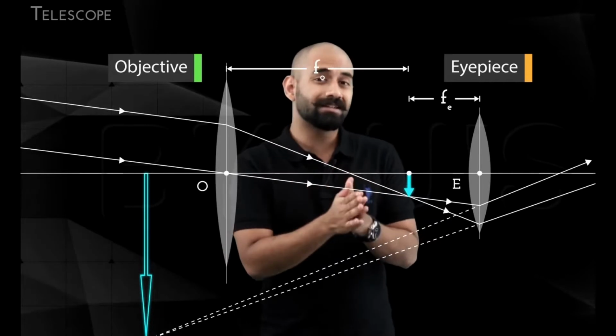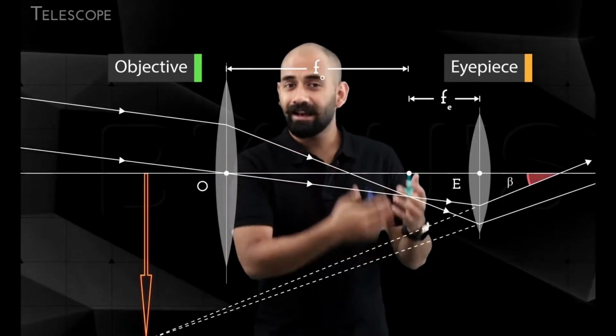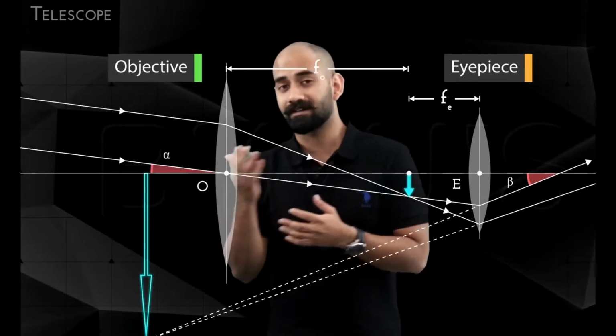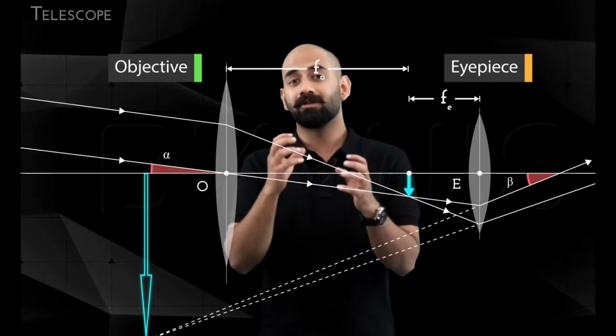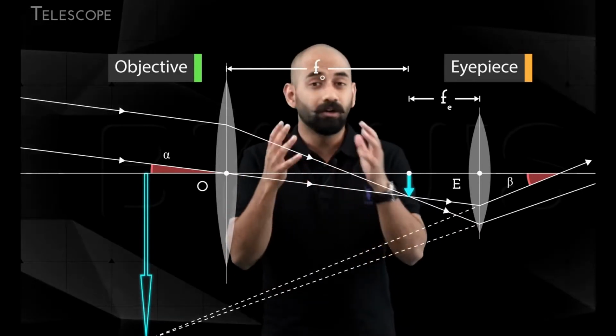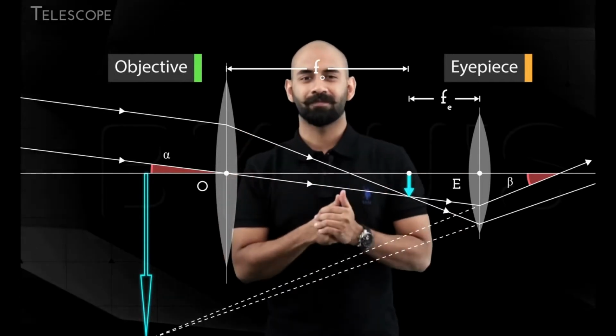Now, you can see that the angle subtended by this image at the eye is greater than the angle that the object subtended at the eye. So therefore, this is why when you see through a telescope, it looks like the object is much closer. And that's how telescopes work.